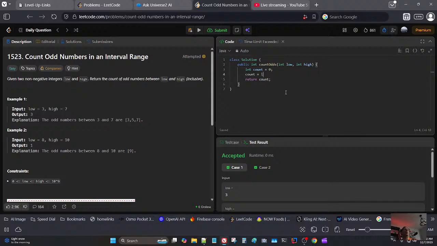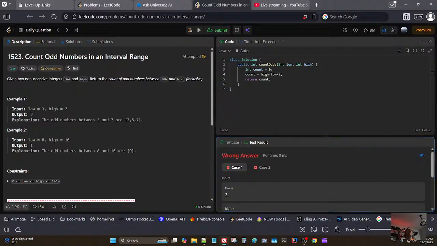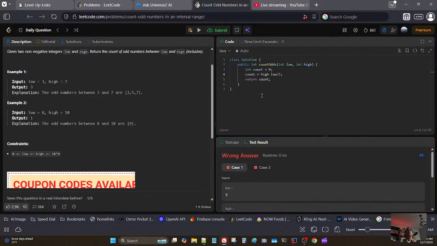Count equals low minus, well, I guess we should do high minus low. Generally, I guess in this case you'd want to subtract the smaller number from the bigger number and divide by 2. Let's see what happens. There's going to be discrepancies, like if it starts on an even or an odd.